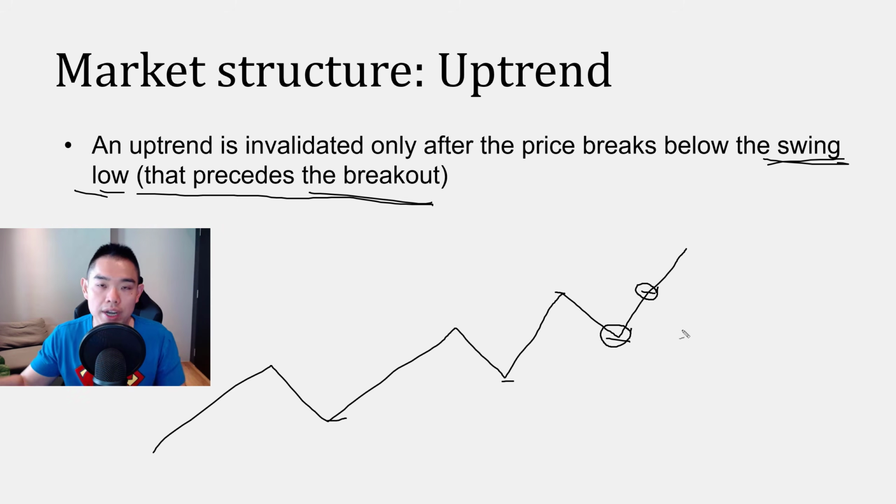So in other words, this uptrend will be intact unless the market has broken and closed below this swing low. Until that has happened, we would say that the uptrend is still valid and we are expecting higher prices to come. We would say the uptrend is only invalidated if it breaks below the swing low that precedes the breakout. Okay, so let me give you an example.